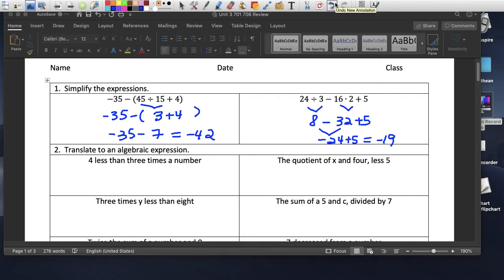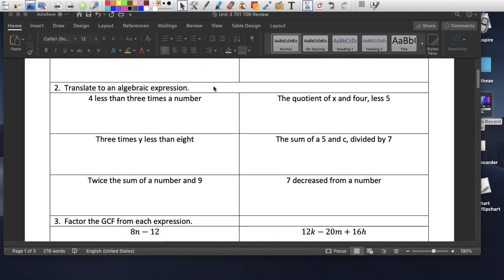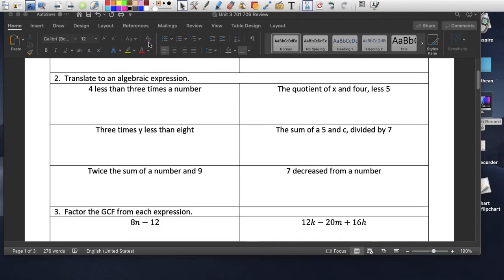Okay, so again, you have a calculator, but you still need to know order of operations. This one's actually translating. My suggestion to you is to always just translate it as it is, and then if you need to make any changes, you make the changes.